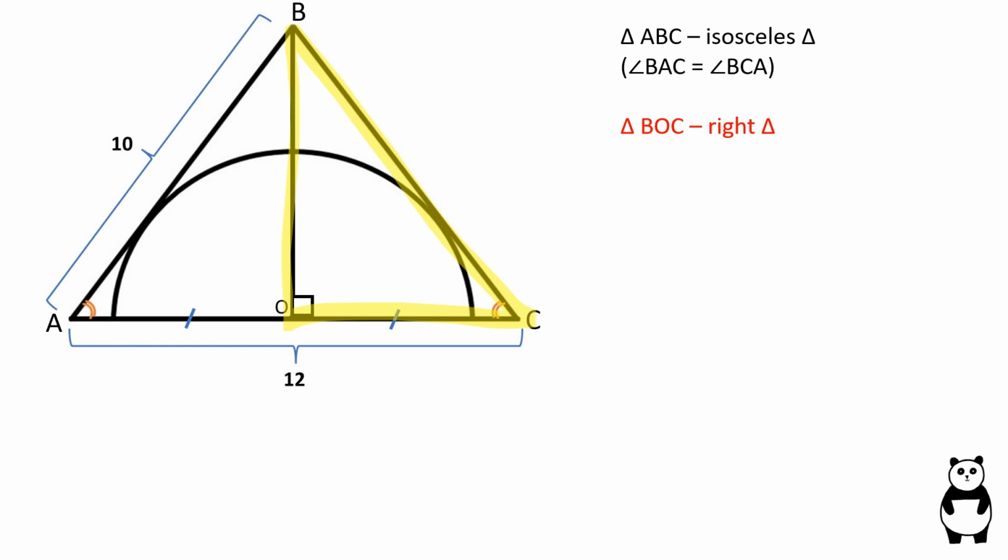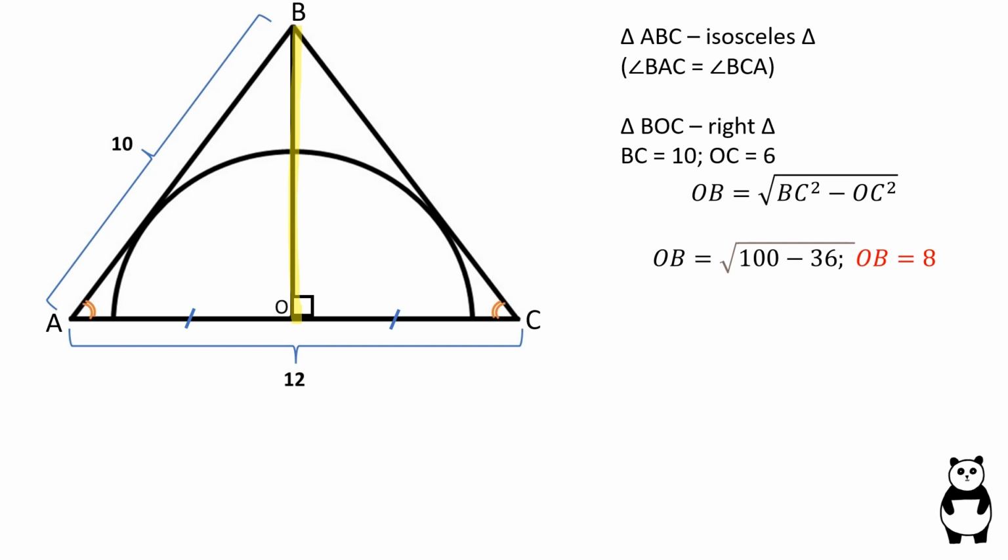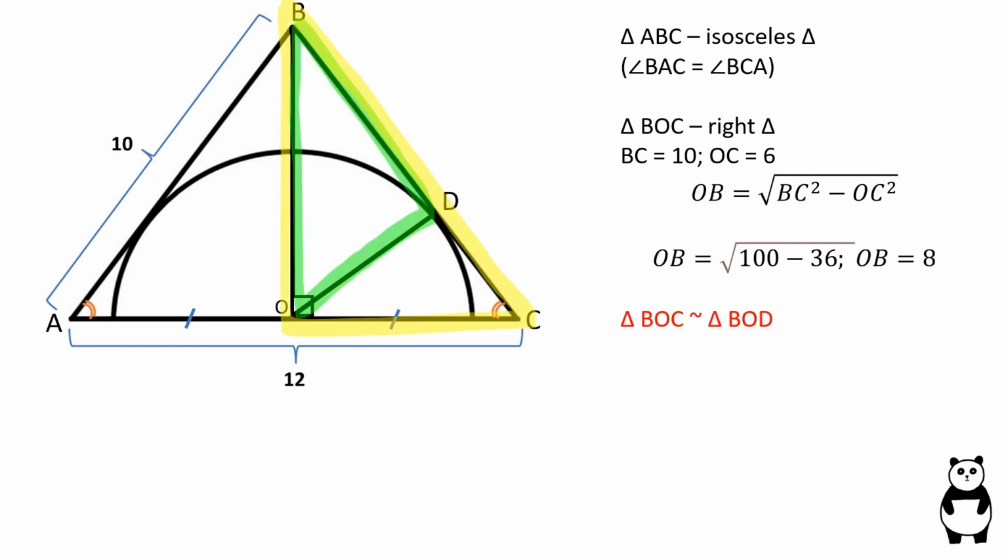Triangle BOC is a right triangle. BC is equal to 10. OC is equal to 6. We can find OB using the Pythagorean theorem. OB is equal to 8. Let's draw the radius from the center of the circle to the tangent line.